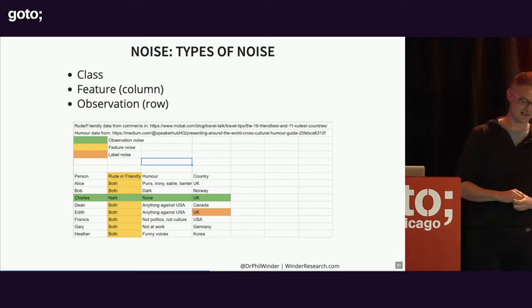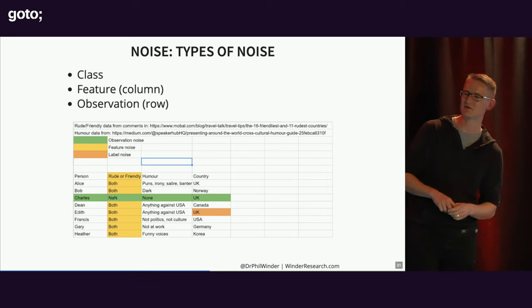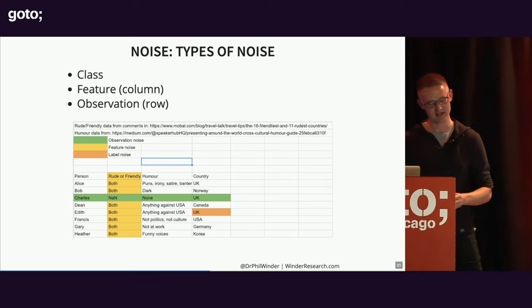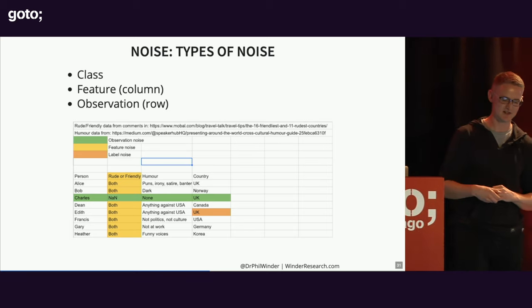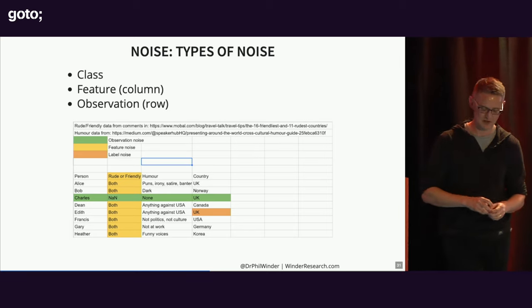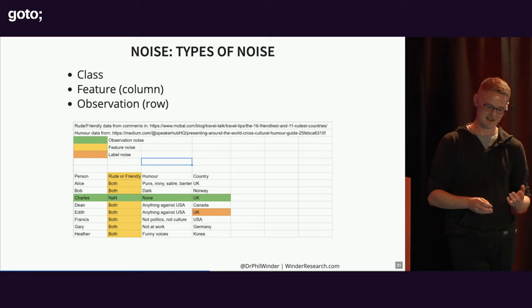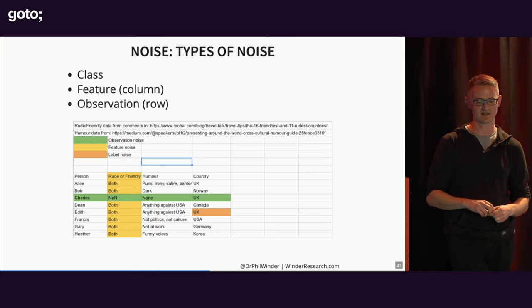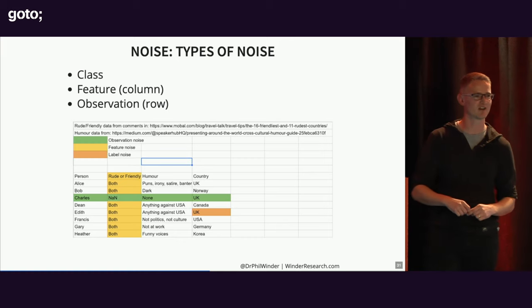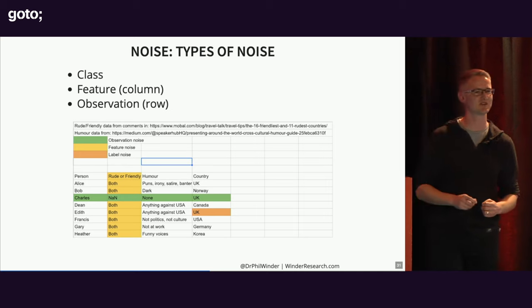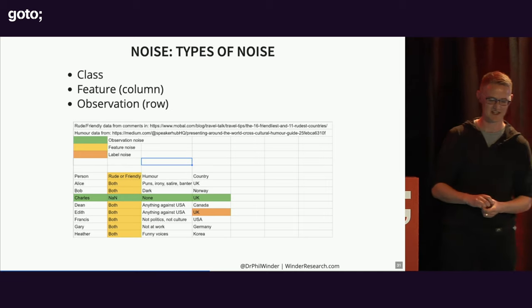Another part of the data set that I was interested in was what's the humour of that country. So I went again, trawled through the internet, and tried to look at all of the websites that were mentioning the types of humours that existed in that country. So apparently in the UK, I think this is true, puns, irony, satire, basically banter, you know, joshing, things like that. If you're in Norway, then apparently it's dark humour. And that's the only type of humour that exists. I think that correlates well to the amount of light in Norway. You know, it's basically dark all year round, so you might as well have dark humour.